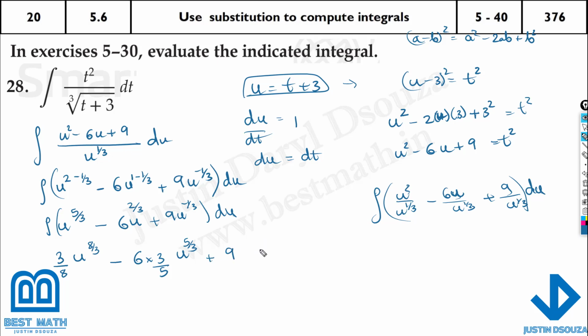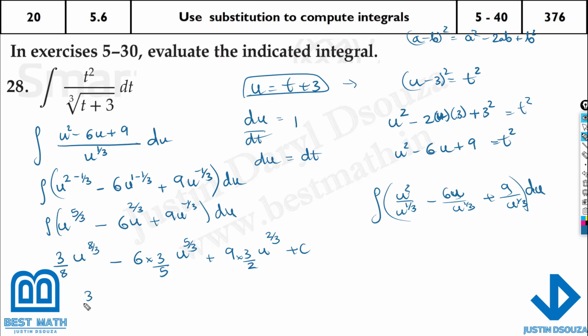Plus 9. What happens here? You add 1, it's going to be 4/3, and here it'll be 3 by 4... plus C. This is it, but you can simplify this. You can simplify and write it as 18 here, and that's it. But then you have to substitute what was u.